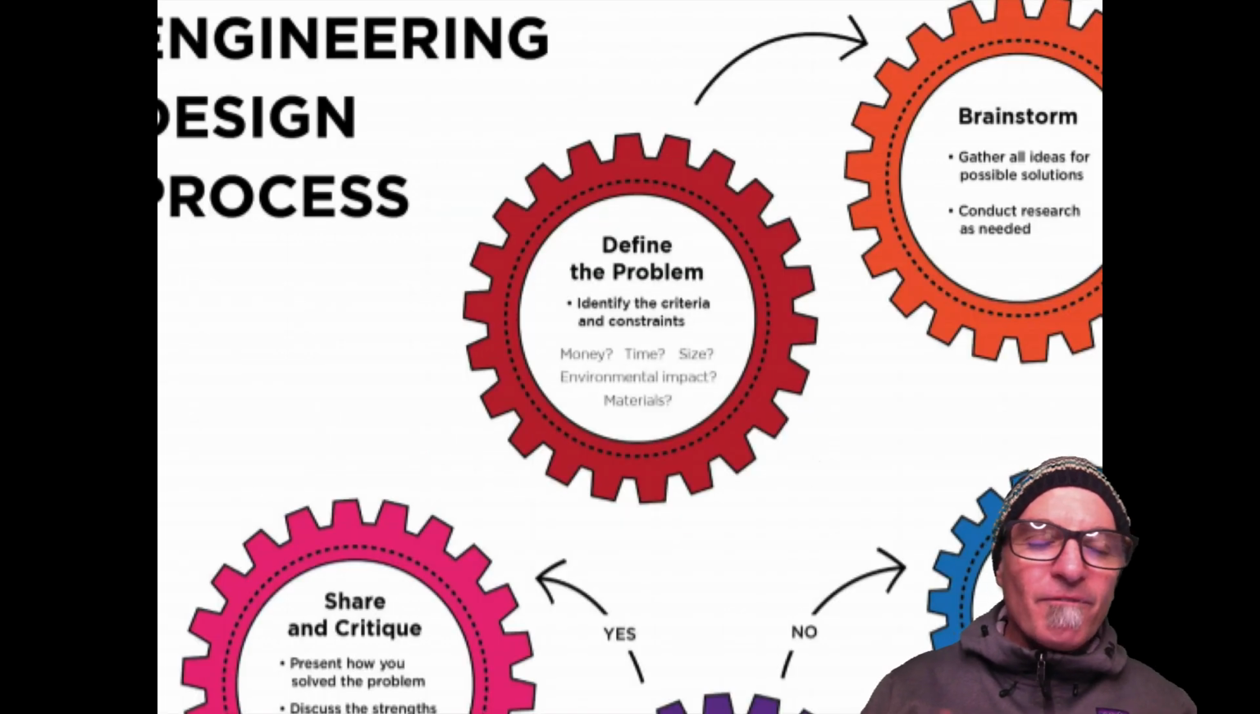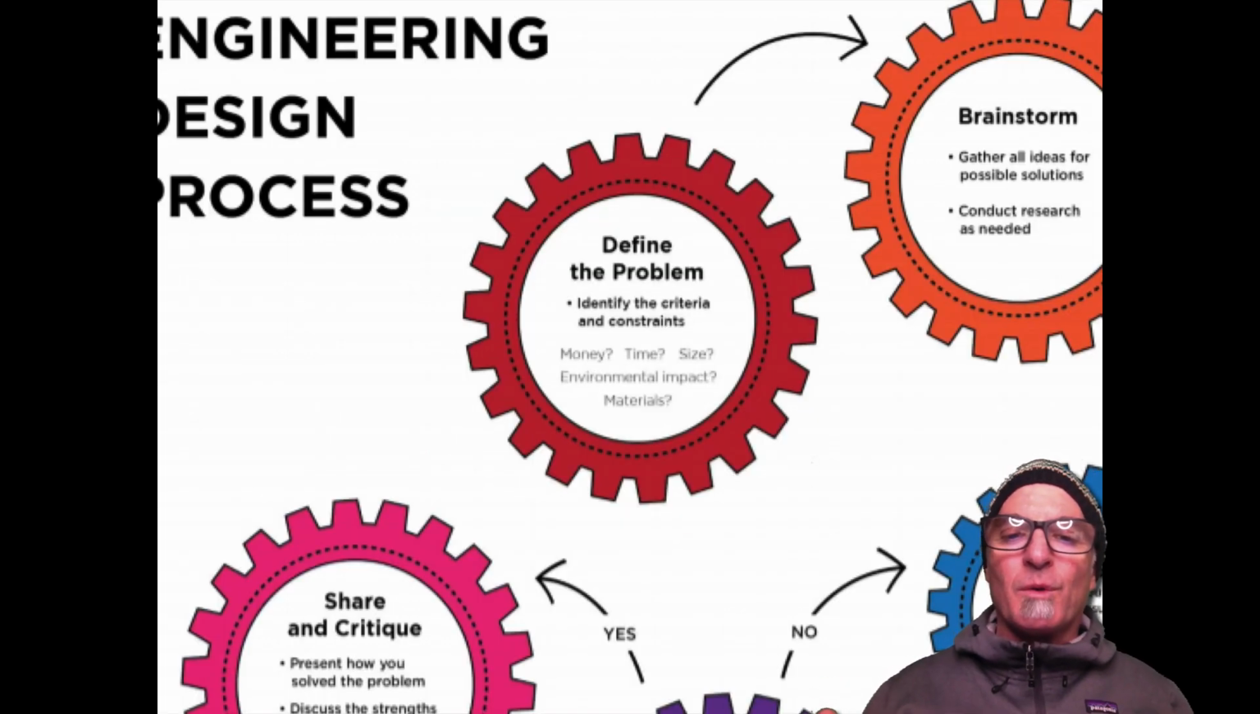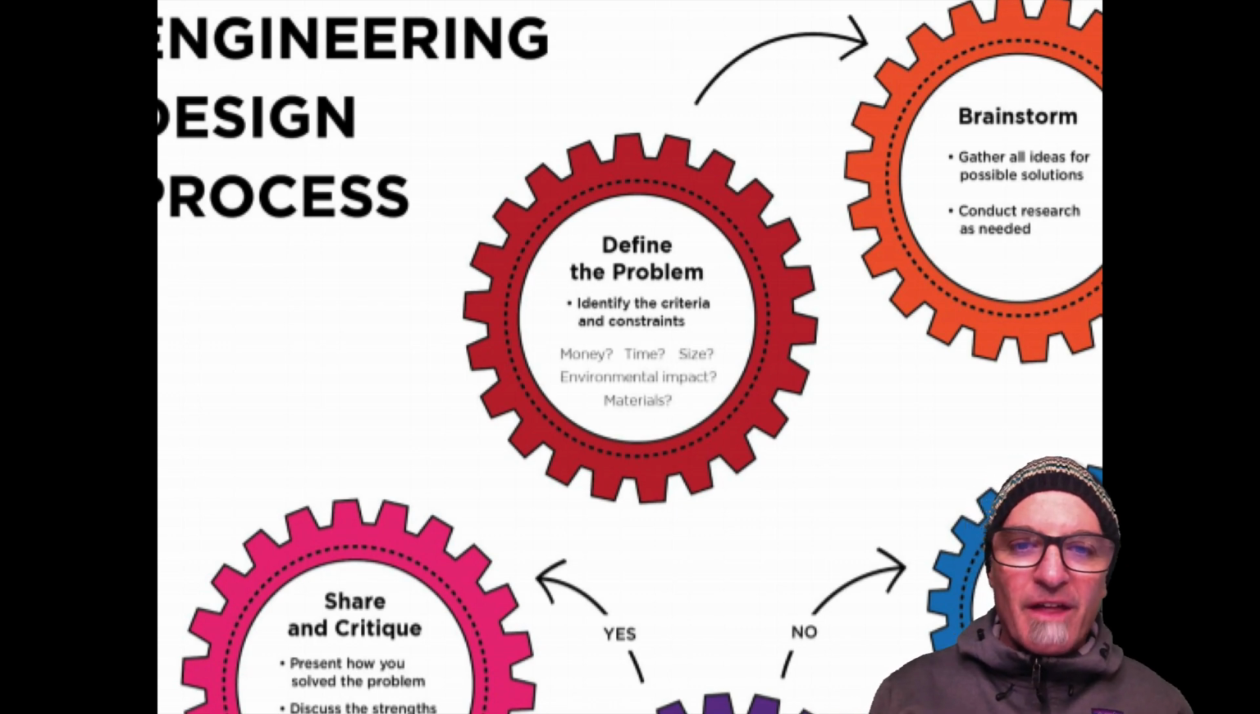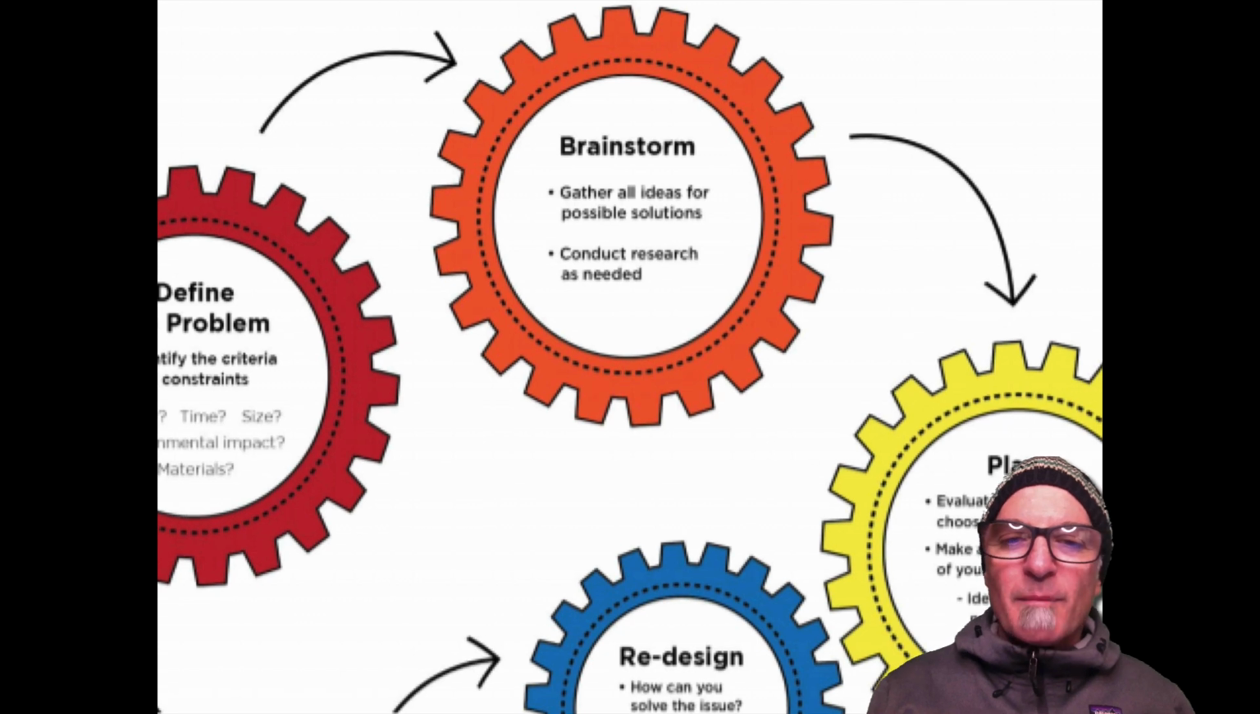So you can see here the first step is you want to define the problem. You want to identify the criteria and the constraints. And then after that, you want to brainstorm ideas. You want to gather all your possible solutions.